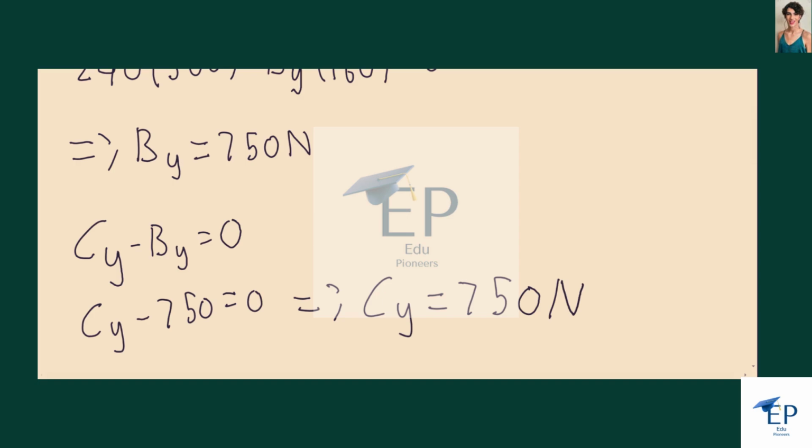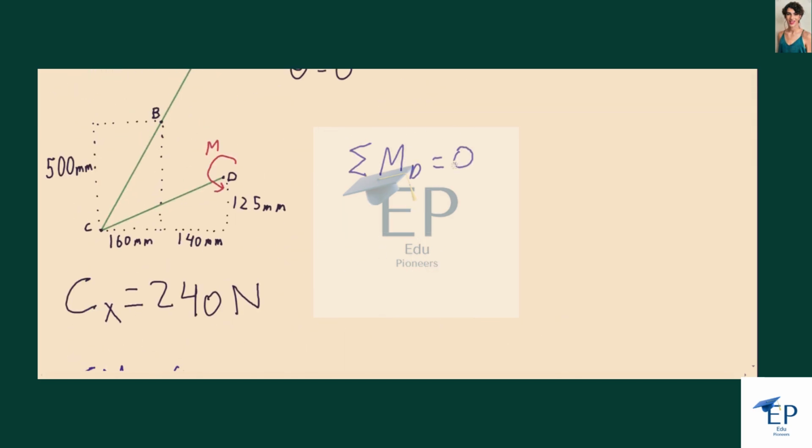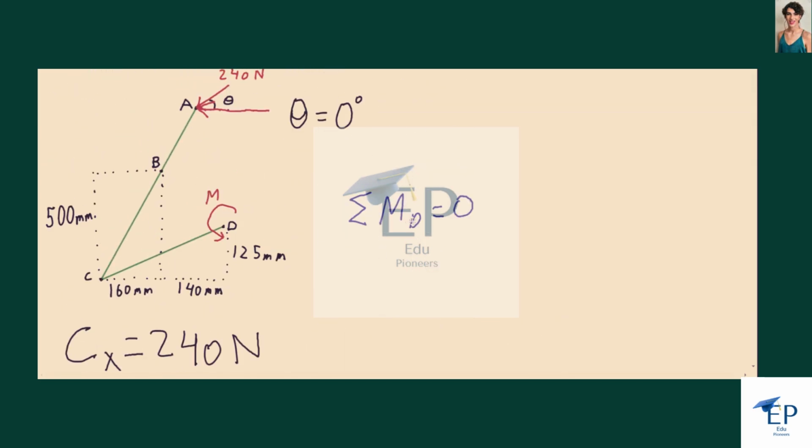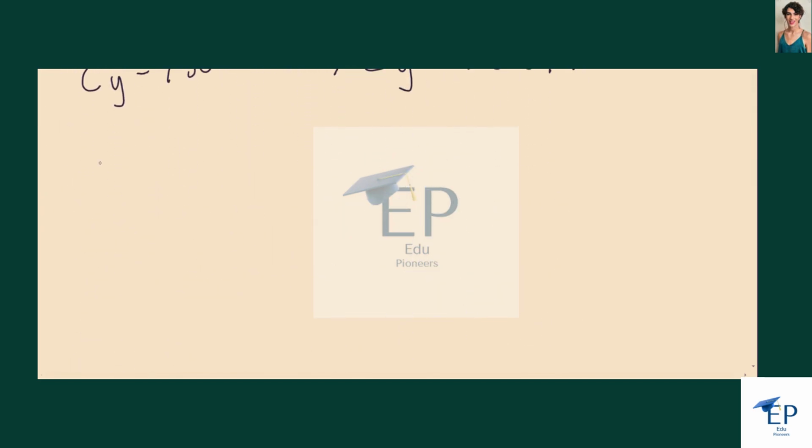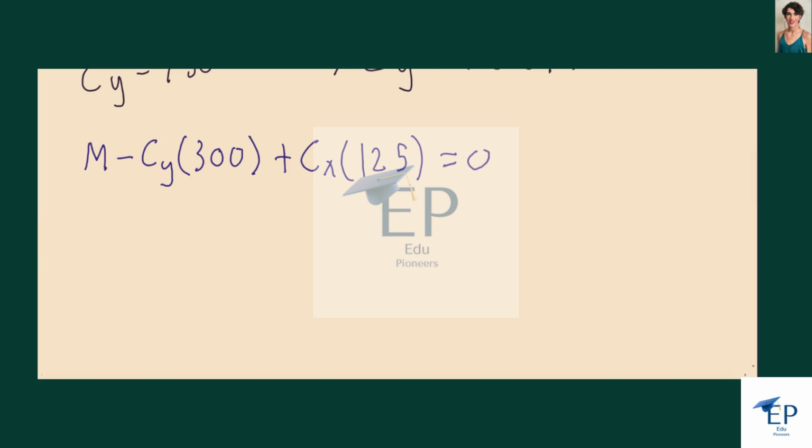And next we're going to use the formula, sum of all moments at point D is equal to 0. And we can write that as M minus C y times 300 plus C x times 125 is equal to 0. And we know all of these values except for the moment that we're trying to solve for.